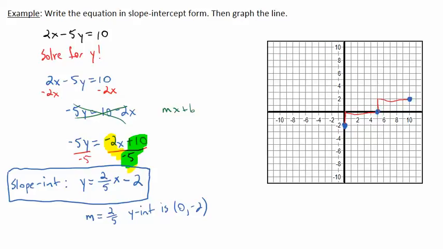If I want more, let's go to the left. I'll go left 5 and down 2. Left 5 and down 2, and I've got 2 more points. So now I simply need to draw my line.